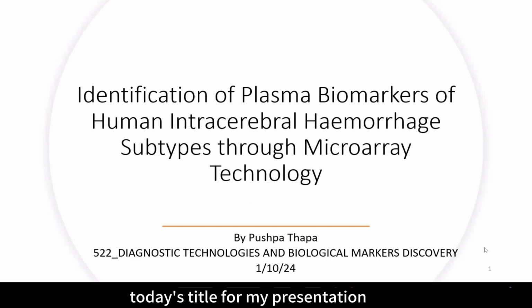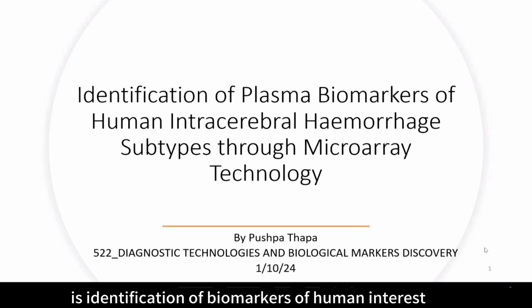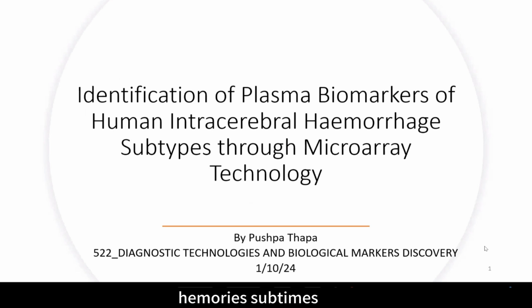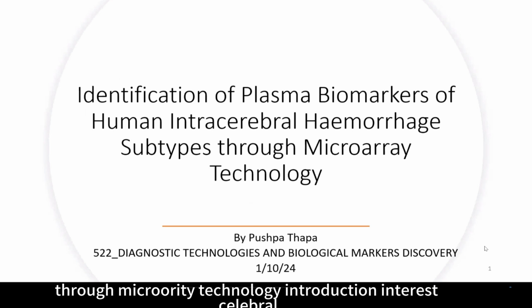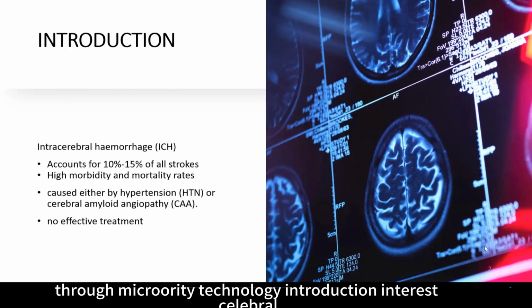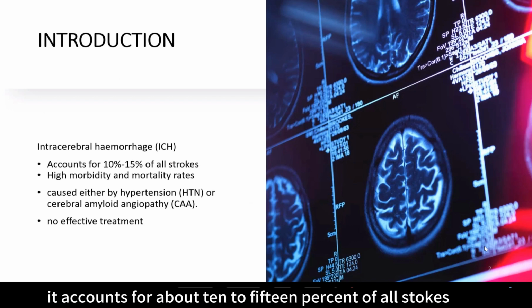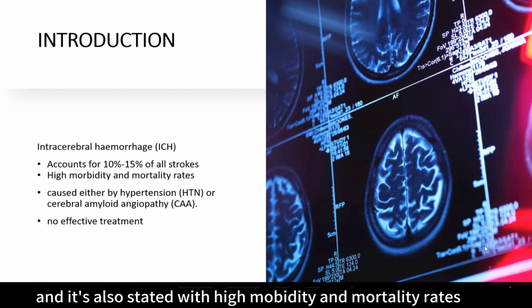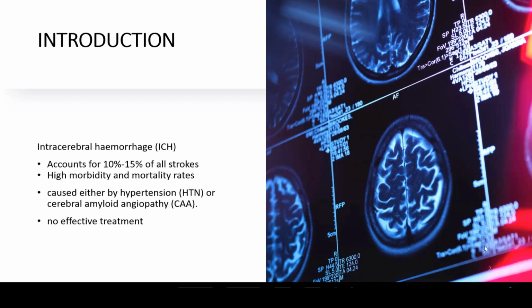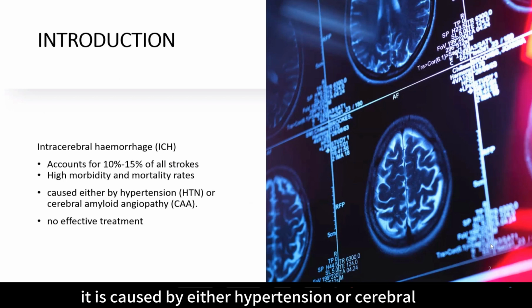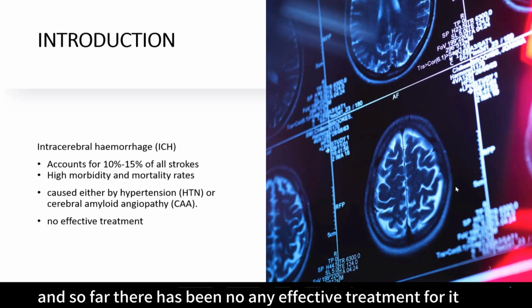Today's title for my presentation is Identification of Plasma Biomarkers of Human Intracerebral Hemorrhage Subtypes through Microarray Technology. Introduction. Intracerebral hemorrhage is a condition in which the blood vessels rupture in our brain. It accounts for about 10 to 15% of all strokes, and it's associated with high morbidity and mortality rates. It is caused by either hypertension or cerebral amyloid angiopathy, and so far there has been no effective treatment for it.